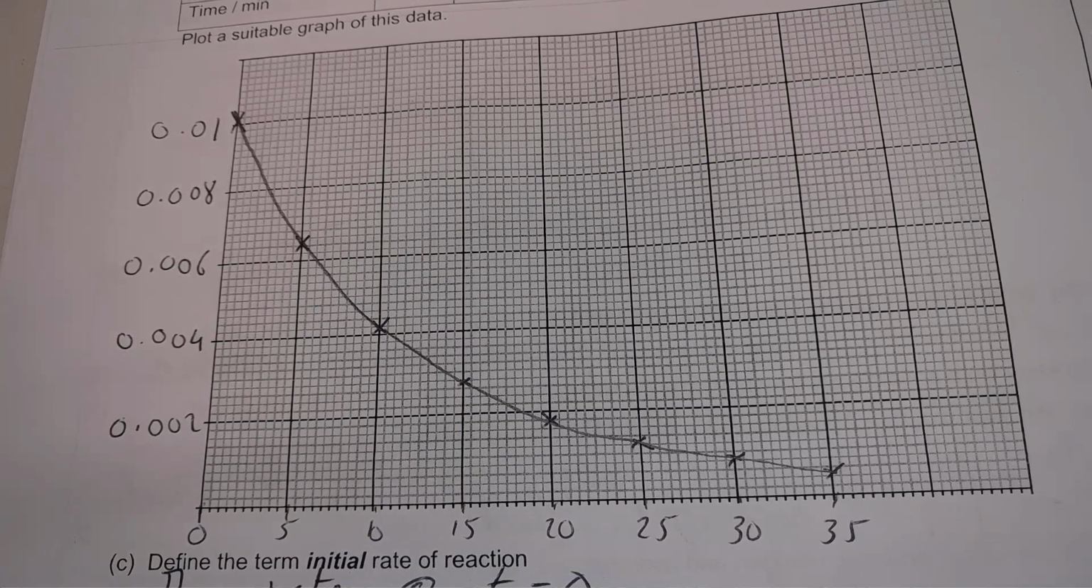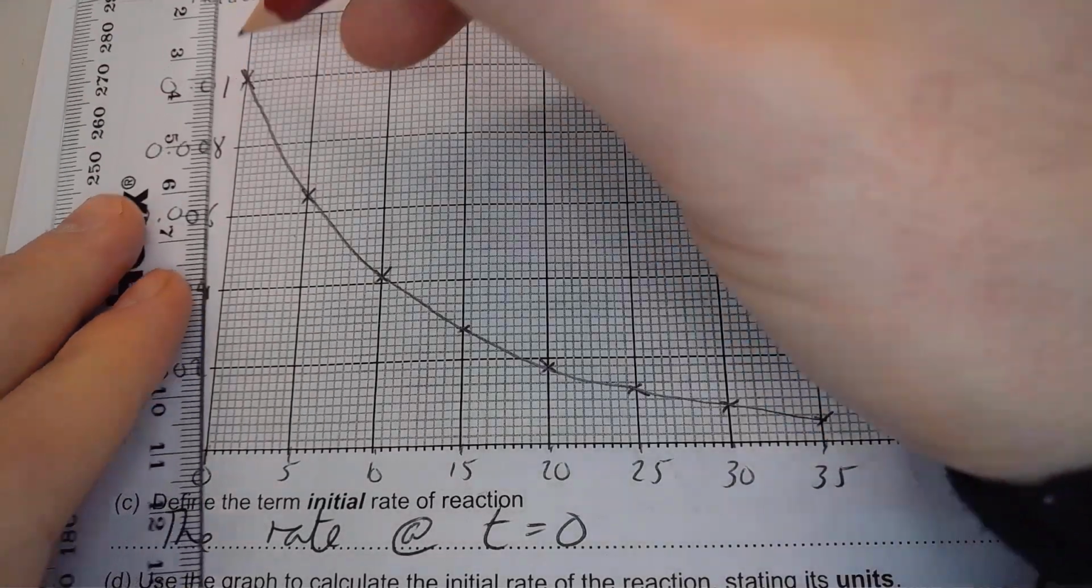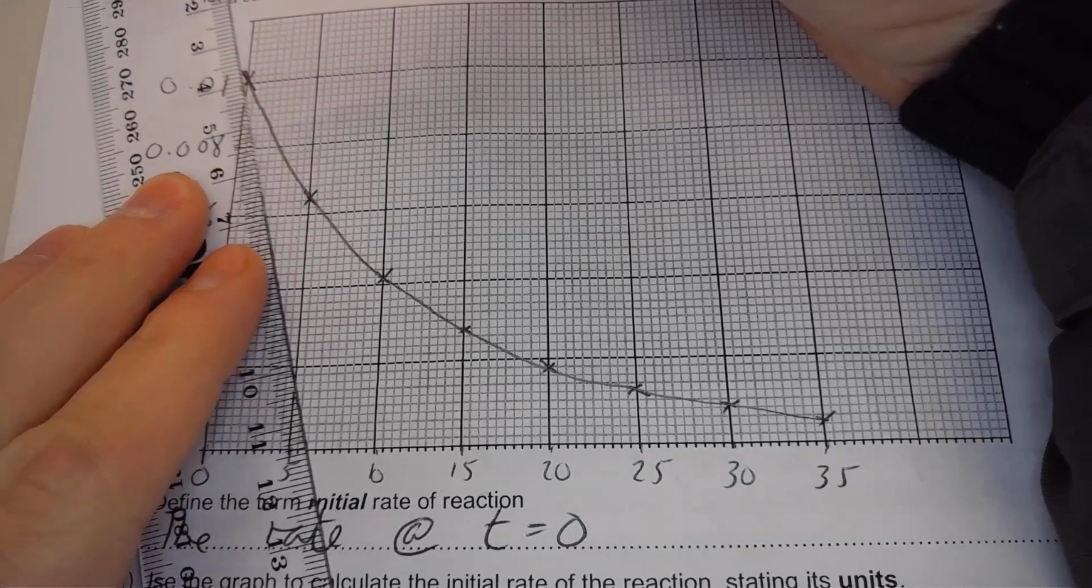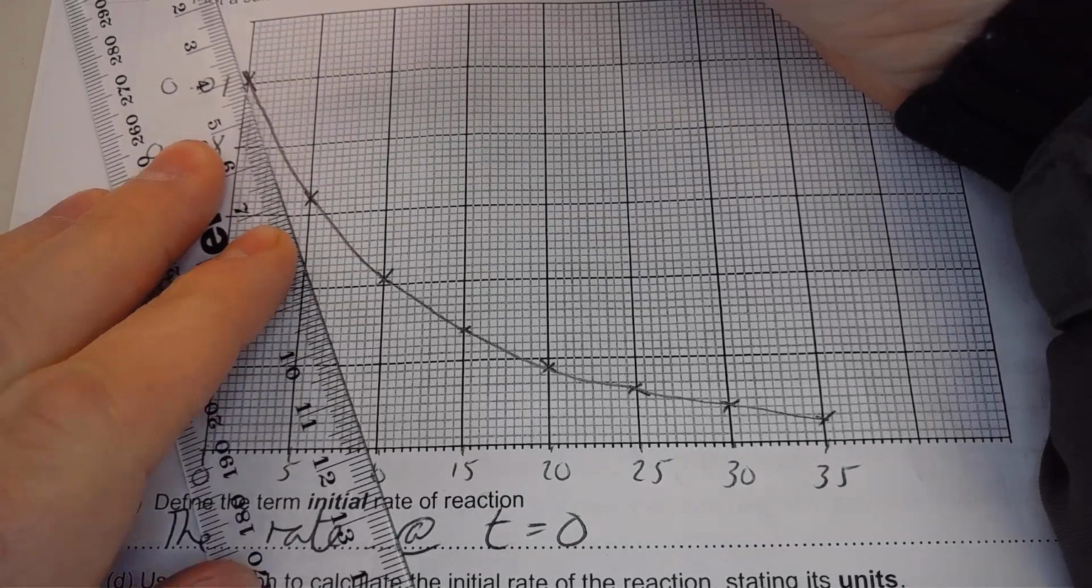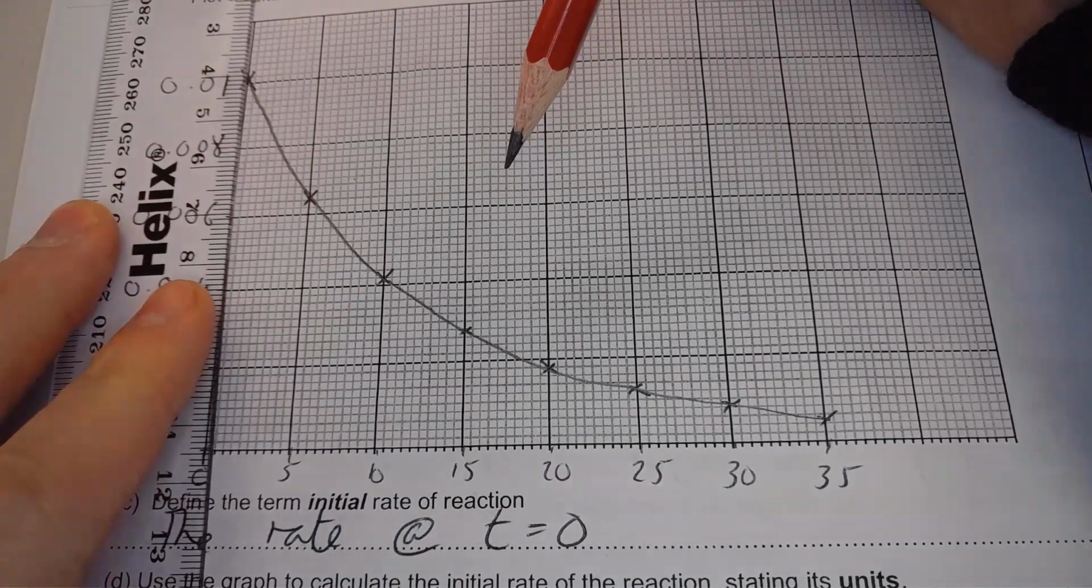Okay, and then it says use the graph to calculate the initial rate of reaction, stating its units. So the initial rate of reaction is the rate when t equals 0. This is something you have to do quite a lot in the second year, gradients, so get used to it, especially initial ones. So here's t equals 0. We want to get the curvature of the line at this point. It's quite tricky to do. So clearly it's not like that, is it? The line doesn't curve that way. It's not straight down like that.